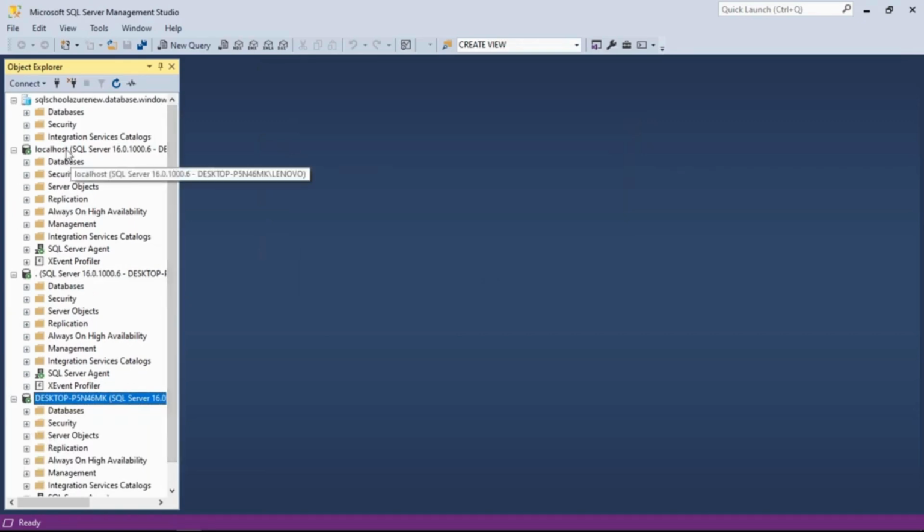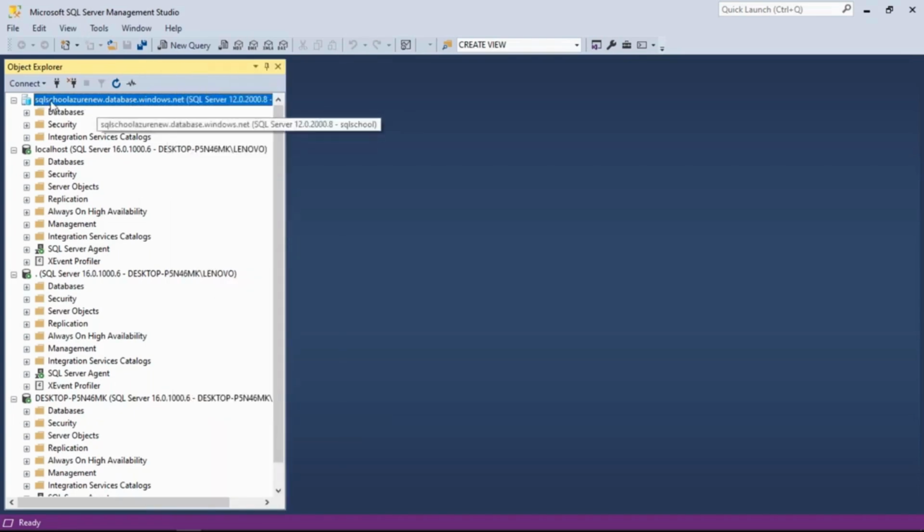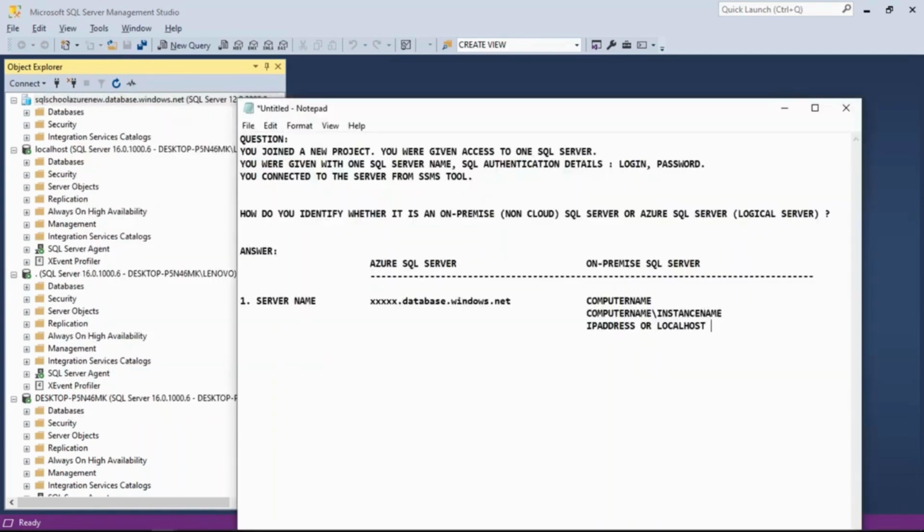So there are different ways to connect to our local server: dot, localhost, your computer name or IP address. But if it is Azure SQL Server, it should be like this: server name dot database dot windows.net. That is the first difference, the first identification point.